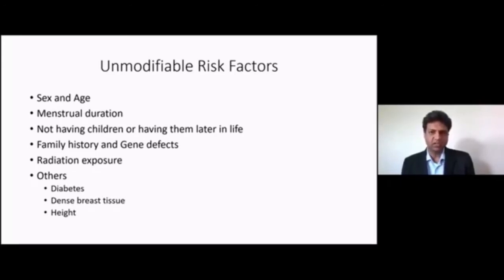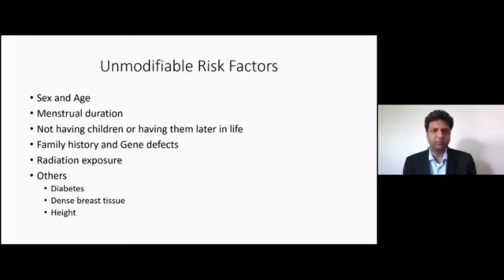We know that estrogen is an important risk factor for developing breast cancer, and all women have estrogen. It is what defines them to be a woman. Now, if you have an early menarche and a late menopause, the duration of exposure to estrogen is much, much higher as opposed to late menarche and early menopause. Because the duration of exposure is much longer in those women, there's an increased likelihood of developing breast cancer.